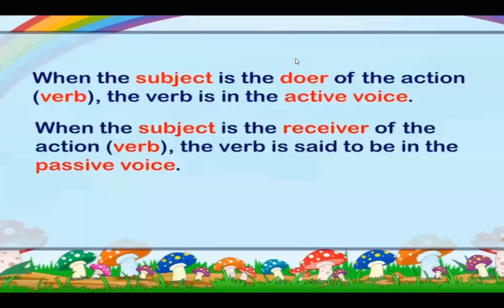Doer means the person who is doing the action. Doer of the action means the person who is doing the action. For example, Ali is eating mango. So, who is the doer of action here? Hafsa, tell me the answer. If I say Ali is eating a mango, who is the doer of action here? Who is doing the action? Who is eating? Excellent, Hafsa. Ali. So Ali is subject. Ali is subject and Ali is the doer of action. Ali is the doer of the action.